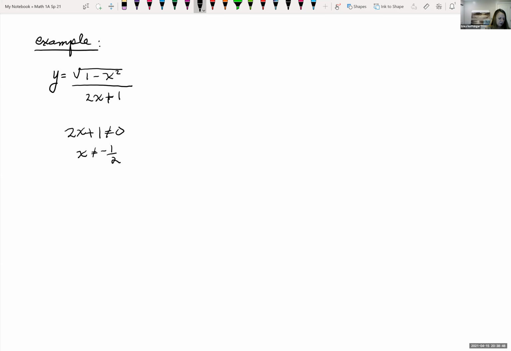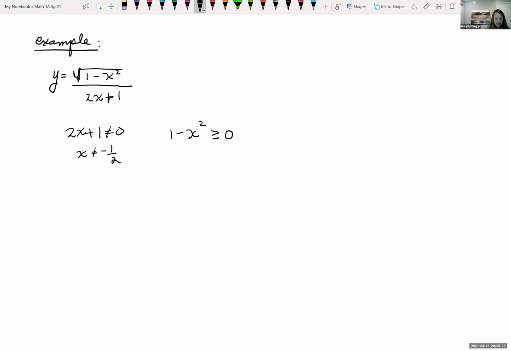I also know I have a problem because I have a radical. And that radical is a square root, so it's an even index, which means I can't have negative numbers underneath that radical. That would give me an imaginary number. It wouldn't give me back a real number. So I also know that what's underneath the radical, 1 minus x squared, has to be greater than or equal to 0. It could equal 0 because it's in the numerator.